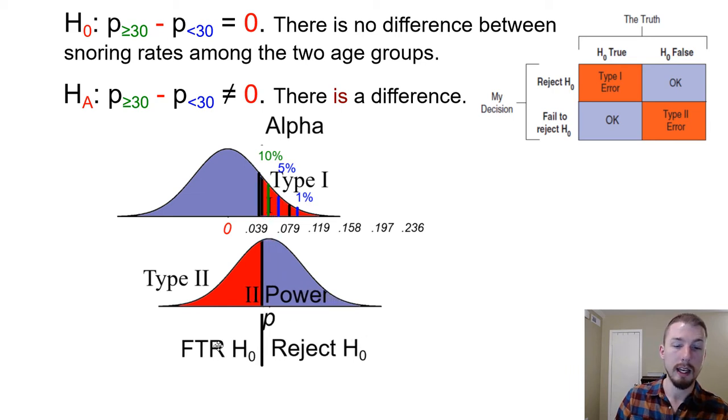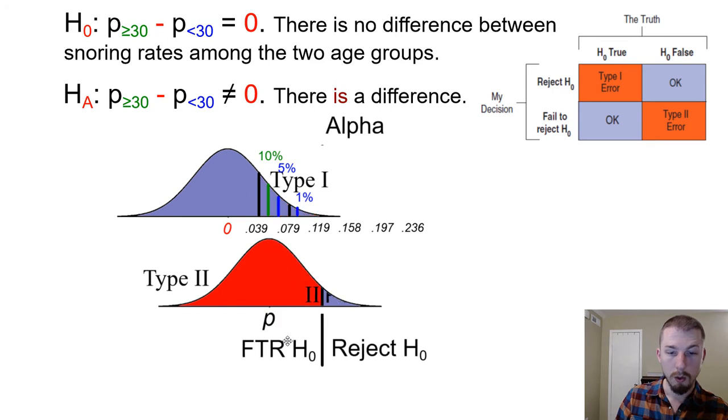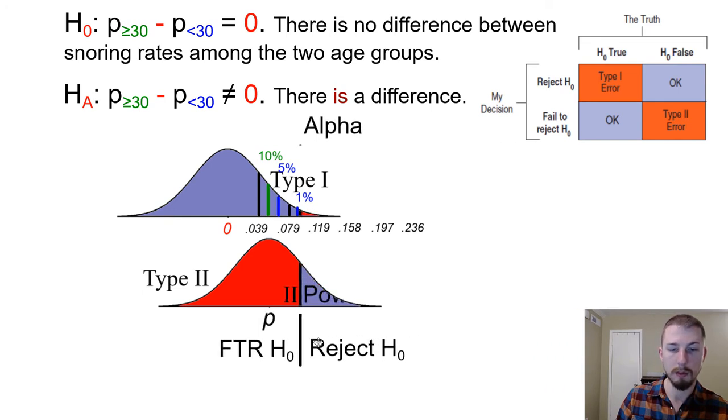So let's say that there is actually a difference and it's not 0%. You are more likely to snore. Well, let's assume it was only 10%. Maybe there's only a 10% difference in snoring rates between those over 30 and younger than 30. So that's the effect size. There's an actual difference of 10% between the null hypothesis and the actual difference that we see between the two.